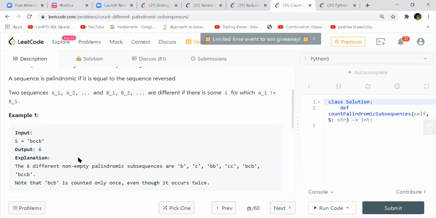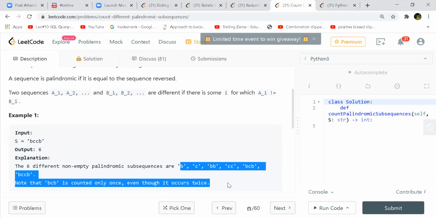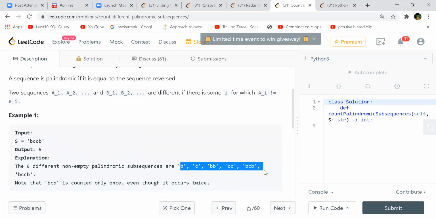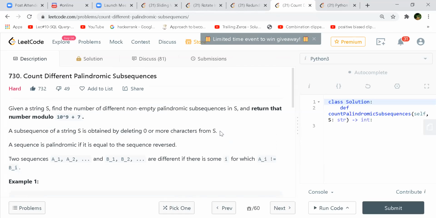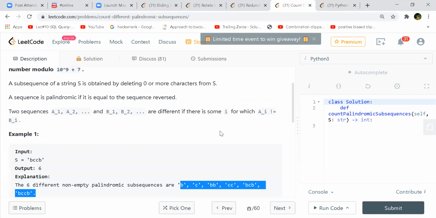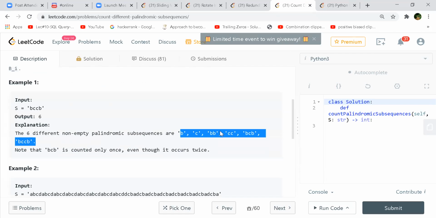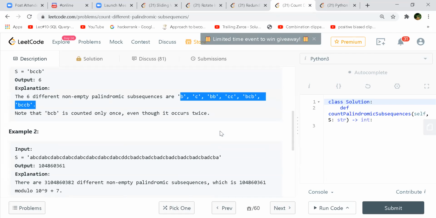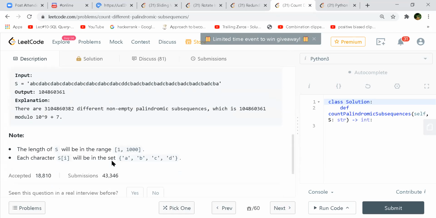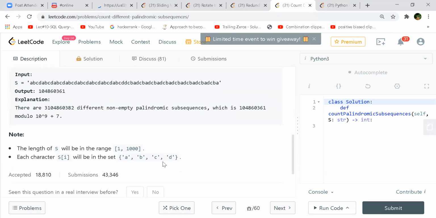So for BCCV, 6 different palindromic subsequences are given, right? I mean the distinct ones. We have one more question where it's like count the palindromic subsequences, but distinct here we have to do differences. And only the characters will be A, B, C, D, and the length of S will go from 1 to 1000.